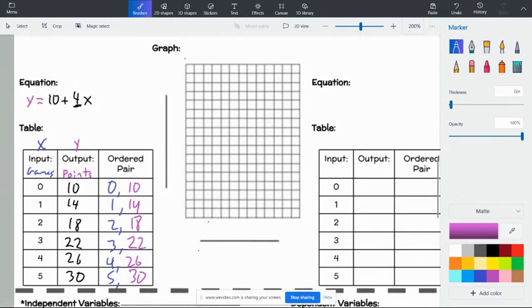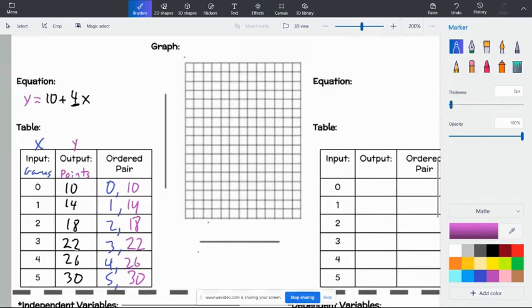The last thing we're going to do is graph this. Okay, so if you look through, your highest value is 30. You have 1, 2, 3, 4, 5, 6, 7, 8, 9, 10, 11, 12, 13, 14, 15, 16, 17 boxes. So the highest number you need is 30. You have 17 boxes. So if you count by ones, you won't have enough. If you count by twos, 2 times 17 would be 34. That's probably a good idea.